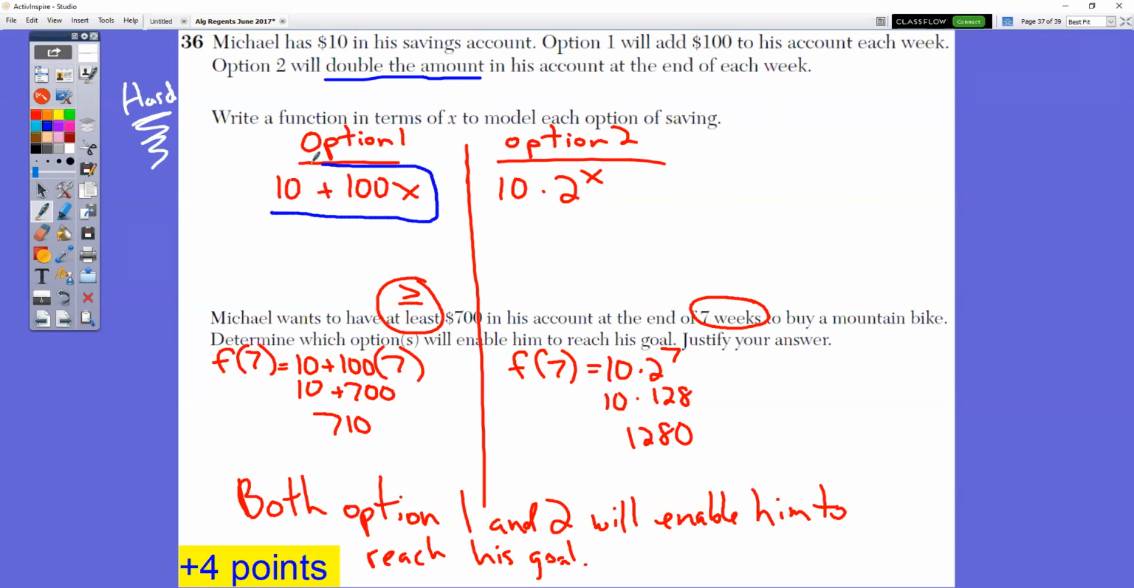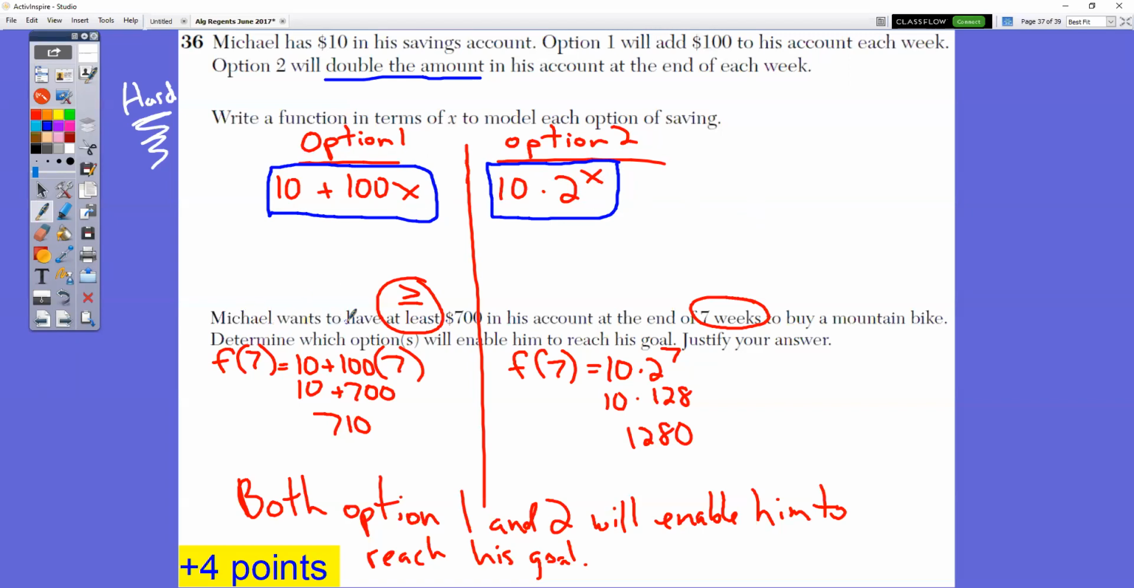This is a hard equation to set up. Option number 2 is even harder to set up. 10 times 2 to the X power. That is extremely hard to set up. You would think you would be multiplying by 2 or like 2x or something like that, but it's not, because you're doubling each time. It would be 2 to the X power.